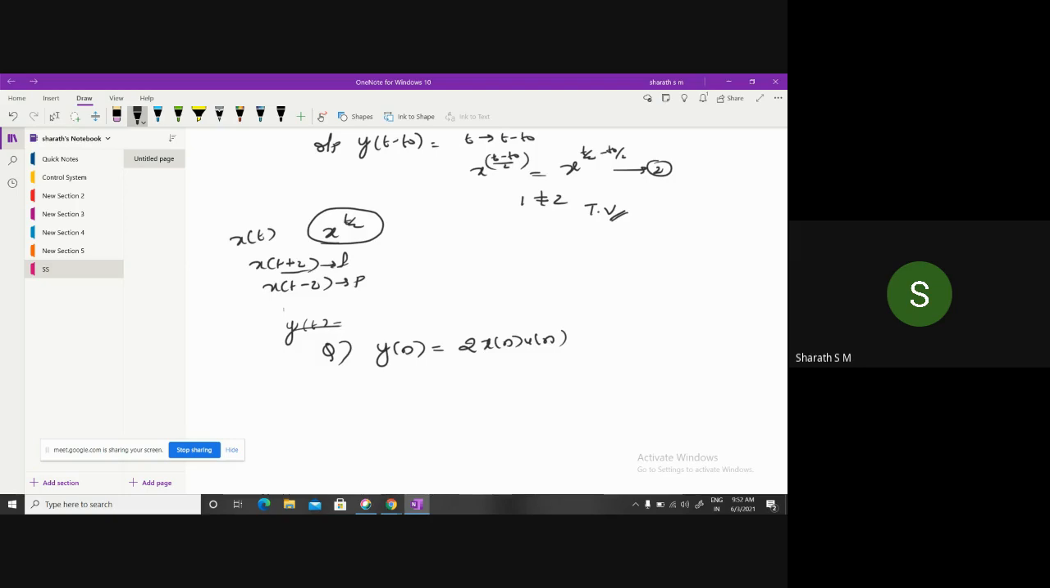So wherever we have an x of n, just write that as a1 x1 of n plus a2 x2 of n, and then retain the remaining terms as they are. Afterward, this can be written as 2a1 x1 of n into u of n plus 2a2 x2 of n into u of n. Therefore, it is equation 1.